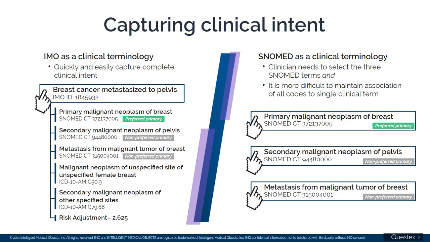And so you can imagine that a clinician going through their EHR is not going to search for 3 different SNOMED codes or 2 different ICD codes to document that concept. What the clinical interface terminology does is allow them to say what they want, breast cancer metastasized to pelvis, and have all of those codes automatically come along for the ride.